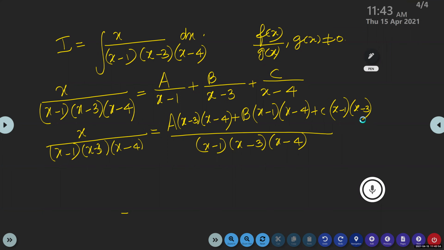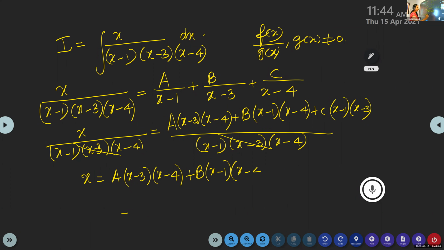Yes, ma'am. Now look at the denominator. It is the same. We can cancel. So x is equal to a into x minus 3 into x minus 4 plus b into x minus 1 into x minus 4 plus c into x minus 1 into x minus 3.